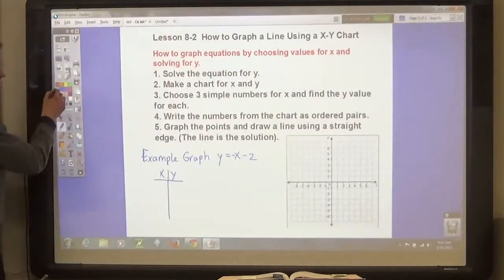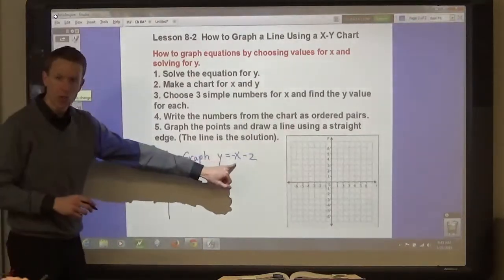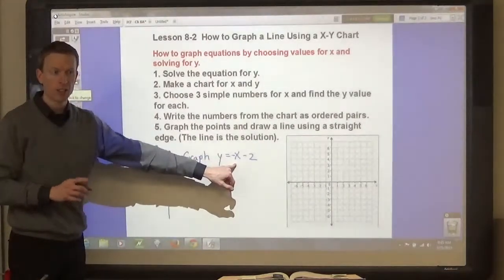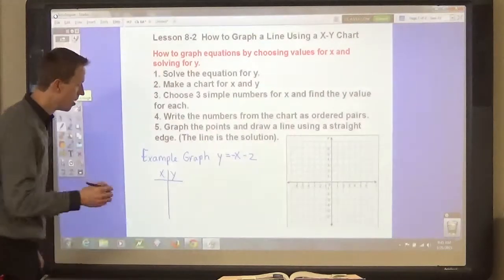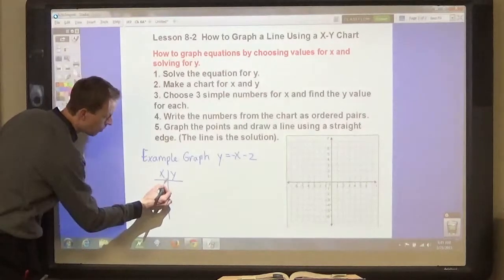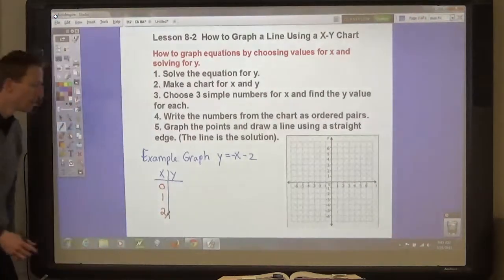So watch what we have here. We've got our x value, we have an equation, and we're going to graph it. And the line that we find is going to be the solution. So let's pick some simple numbers here. Let's pick 0 and 1 and 2. 3 simple numbers.